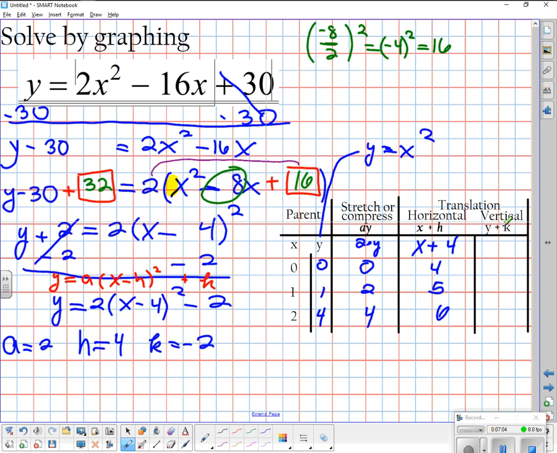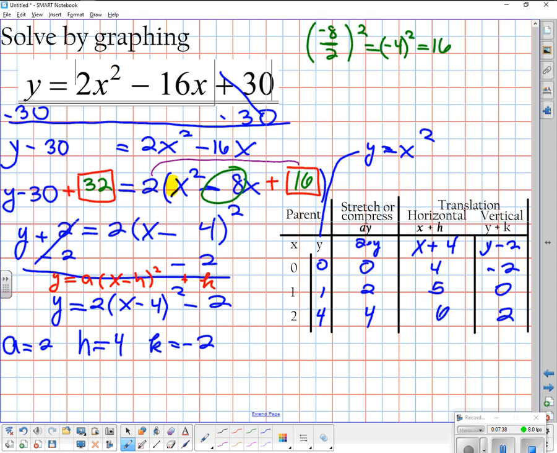Now the vertical translation, take all the y values and add k to them. In this problem k is negative 2. Take all the y values and subtract 2 from them. Not these y values, but these y values. Okay, so 0 minus 2 will be negative 2. 2 minus 2 will give you 0. And 4 minus 2 will give you 2.